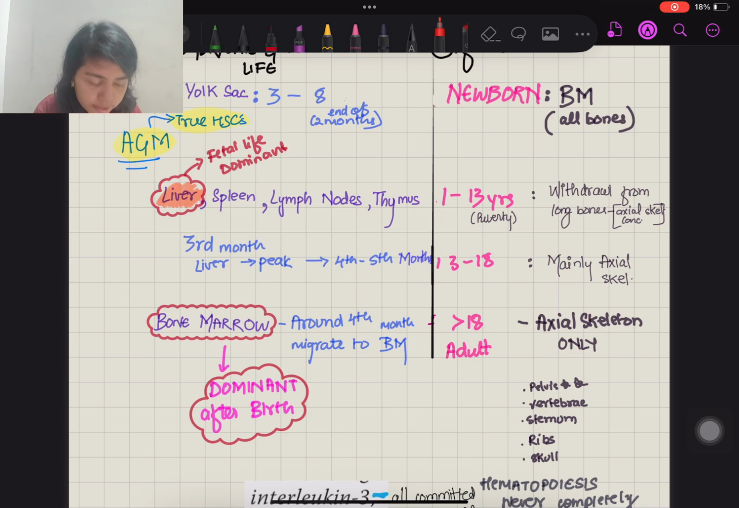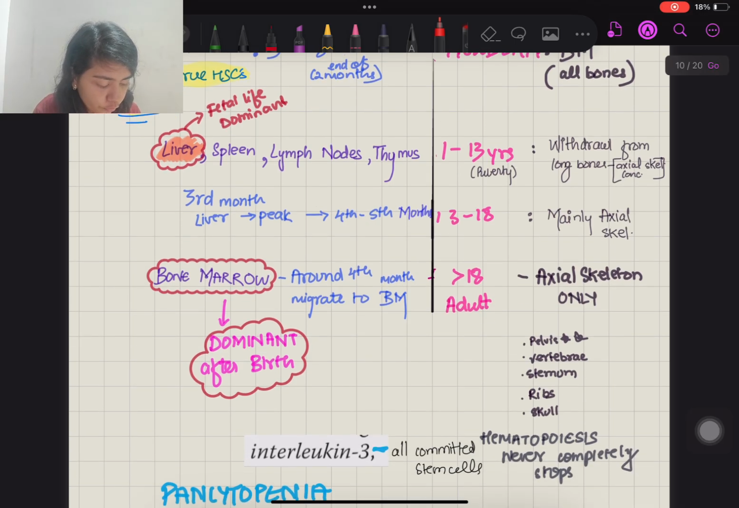Now the HSC has come to the liver in the 3rd month, but the peak activity of the liver will be in the 4th or the 5th month. Okay, in the 4th and 5th month the liver will show the peak hematopoietic activity, right? Then around the 4th month only a few hematopoietic stem cells will be transported to the bone marrow. So around the 4th month they migrate to the bone marrow.